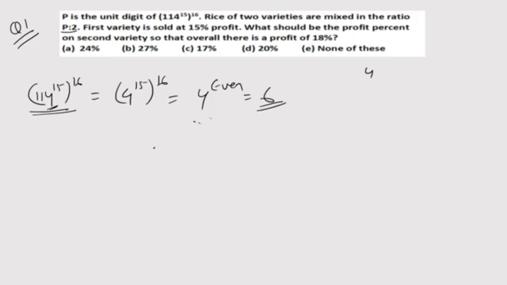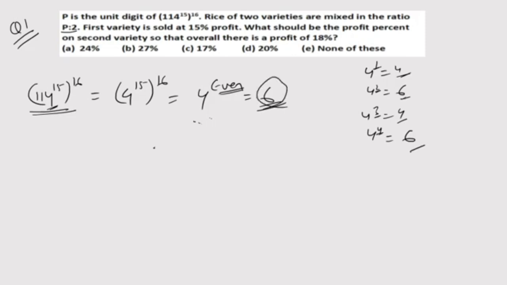So 4 to the power even number, unit digit is 6. How? 4 to the power 1, unit digit is 4. 4 square, unit digit is 6. 4 cube, unit digit is again 4. 4 to the power 4, unit digit is 6. That will go on, so observe the pattern. When power is odd, unit digit is 4. When power is even, unit digit is 6. This is the cyclicity of 4. As power is even, unit digit has to be 6.